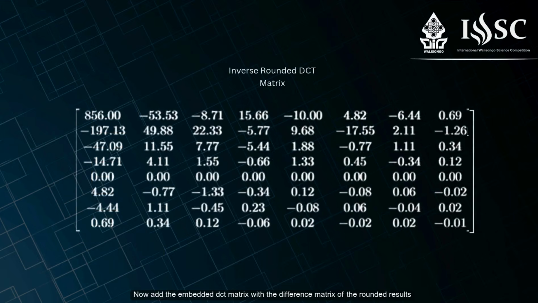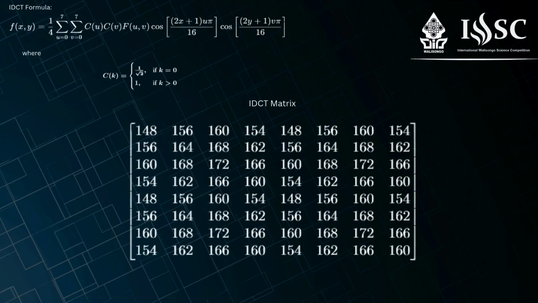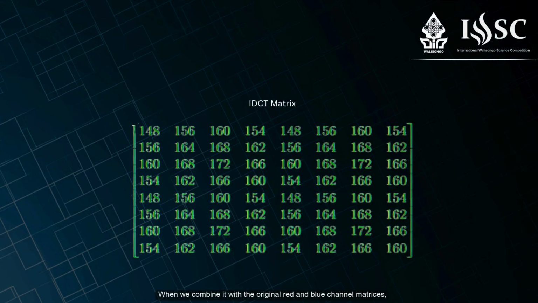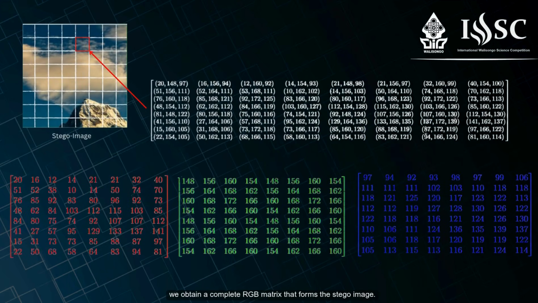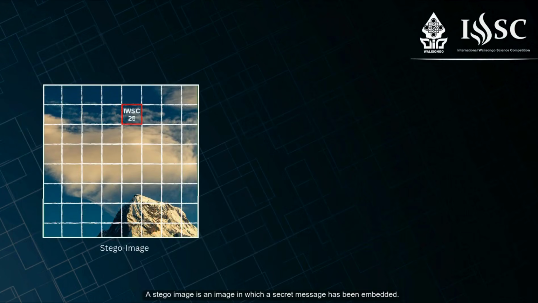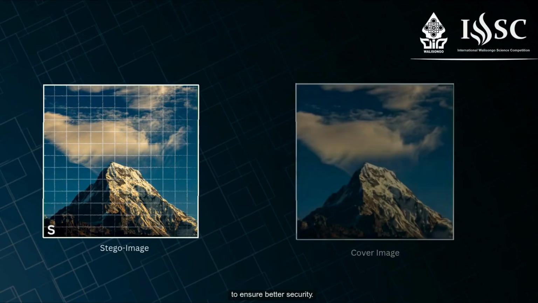Now add the embedded TCT matrix with the difference matrix of the rounded results so that we have the following matrix. Now, we will convert the TCT coefficient matrix back into pixel values by applying the ITCT. And then we have an ITCT matrix like this. The ITCT matrix is then returned to the green channel. When we combine it with the original red and blue channel matrix, we obtain a complete RGB matrix that forms the stego image. A stego image is an image in which a secret message has been embedded. Ideally, the stego image should not look significantly different from the original image to ensure better security.